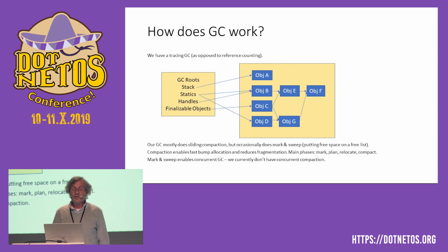They need to survive into the next cycle because their finalizers have to execute. So to give an example here, if you have a static field that points to object B, and object B points to object E, and object E points to object F, that means all of these objects need to stay alive.